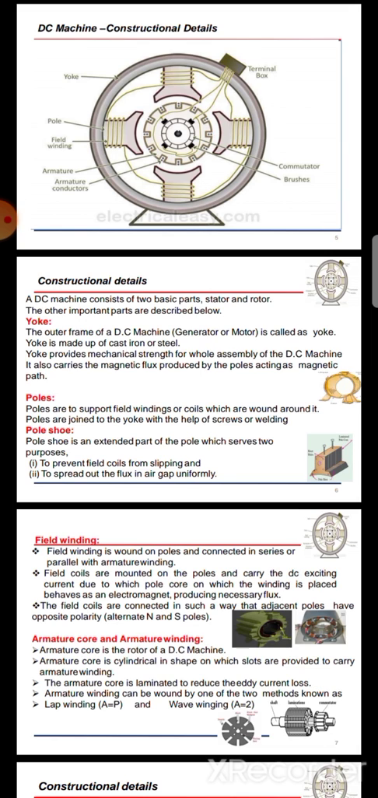A DC generator is a machine which converts mechanical energy into electrical energy, whereas a motor is the reverse of a generator. A motor is a machine which converts electrical energy into mechanical energy.